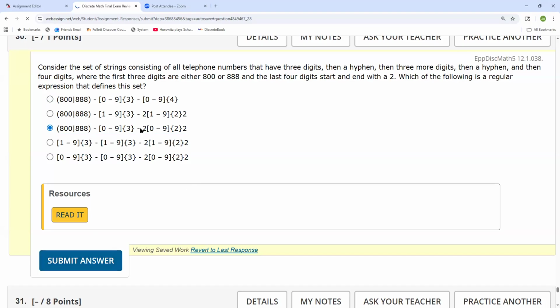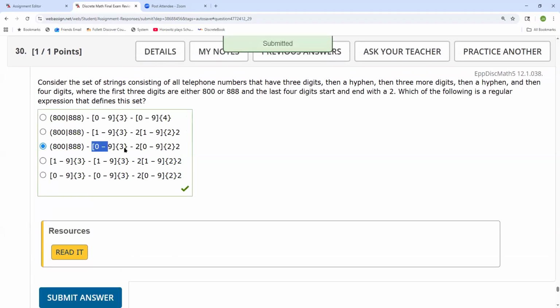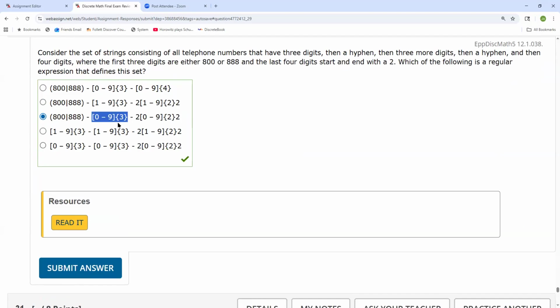By the way, those brackets that say 3, that means that the thing before it has to happen exactly that many times. So when it says 0 through 9, 3, like that, that means that the digit 0 through 9 has to happen exactly 3 times in a row. You can also put 2 numbers, like if you wanted to say the 0 through 9 has to happen from 3 to 4 times, you could put 3 comma 4. That means it would match either 3 or 4 digits in a row.